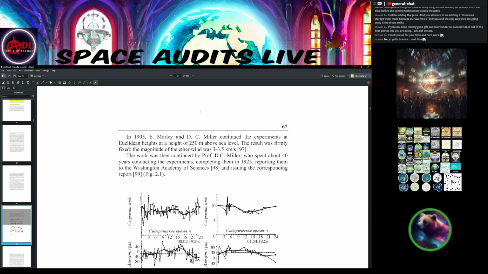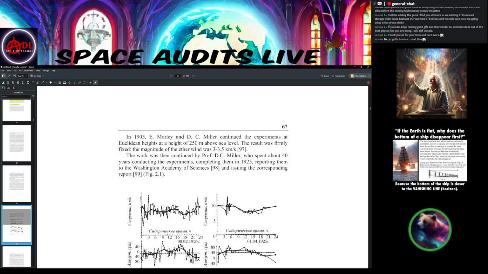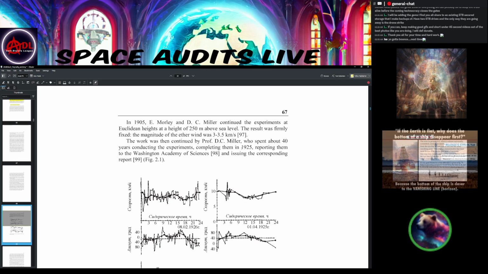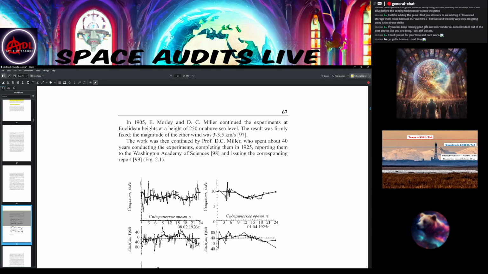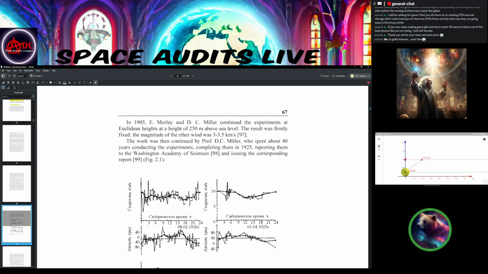In 1905, E. Morley and Dayton Clarence Miller continued the experiments at heights of about 250 meters above sea level. Their results were firmly fixed. The magnitude of the ether wind was 3 to 3.5 kilometers a second. Citation 97. The work was continued by Professor Dayton Miller, who spent about 40 years conducting experiments, completing them in 1925, reporting them to the Washington Academy of Sciences, citation 98. The issue in issuing the corresponding report.